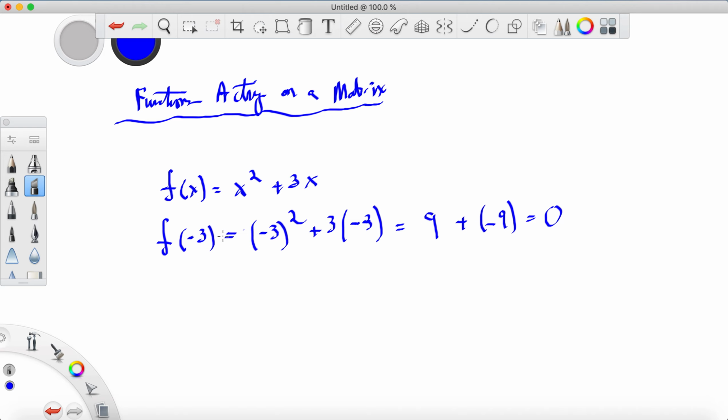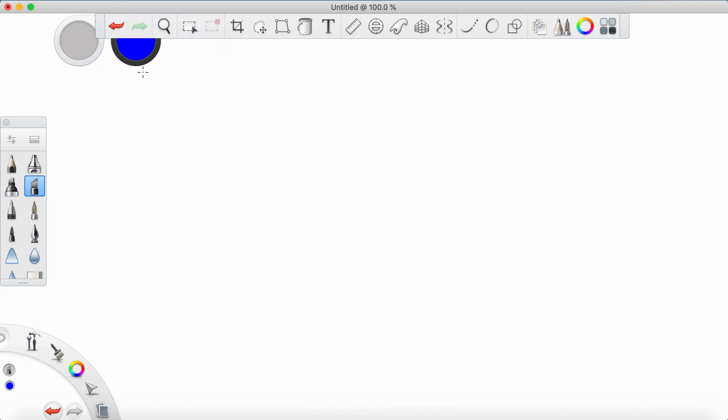So it's not difficult to see that whenever you have a function and you put a number in, you evaluate it. You simply plug it in for every time you see x, you plug it in on the right-hand side, you do your calculation, and out comes a number. So we can also do this with matrices, provided that you're only adding and multiplying matrices, right? So I'll explain that in a second, but let's suppose you had that same function. So it was x squared plus 3x.